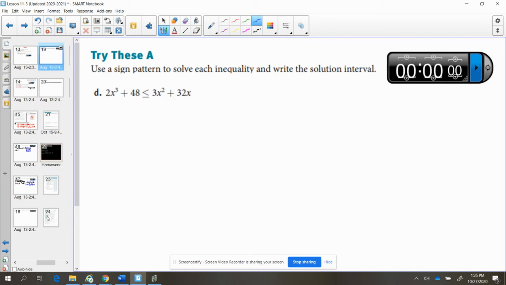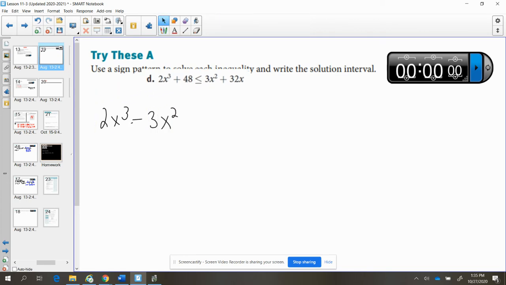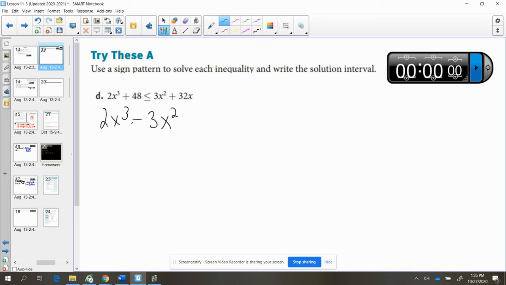All right. One last problem I would like to do together is, let's look at part D. So part D here, we want to start by rearranging everything so that it is on one side of the inequality. So I'm going to subtract the 3x squared and the 32x back to the left-hand side so that I can keep my x cubed positive.